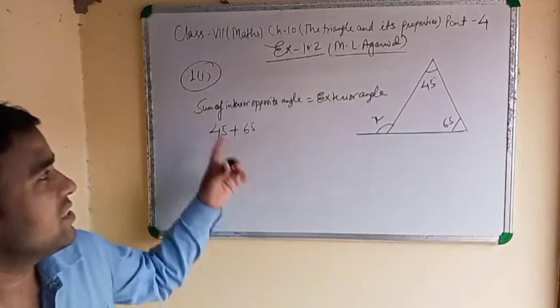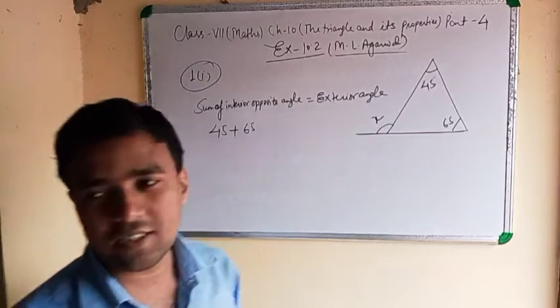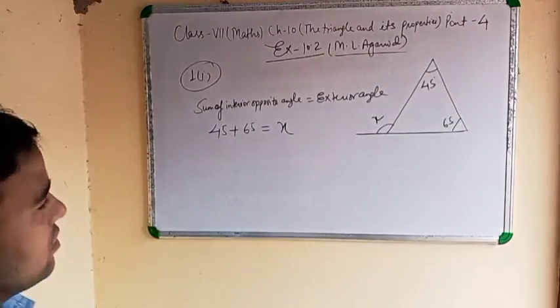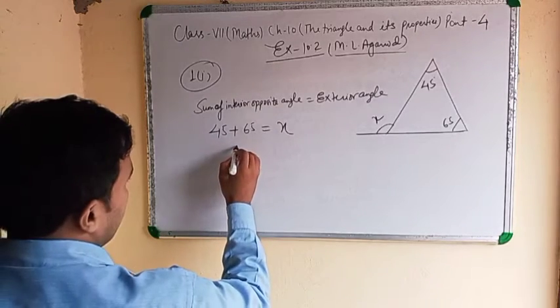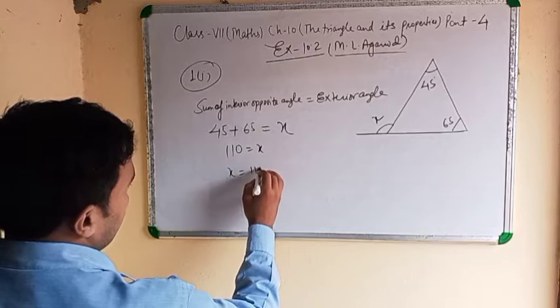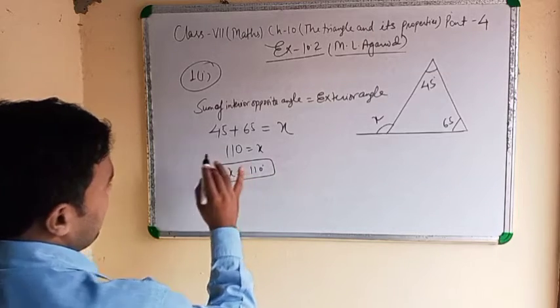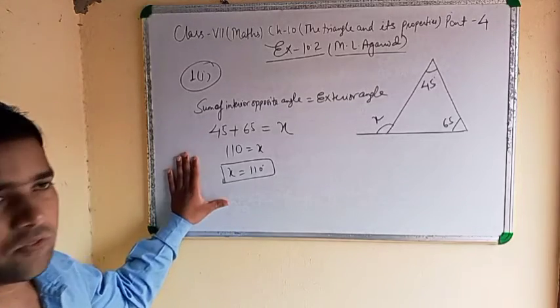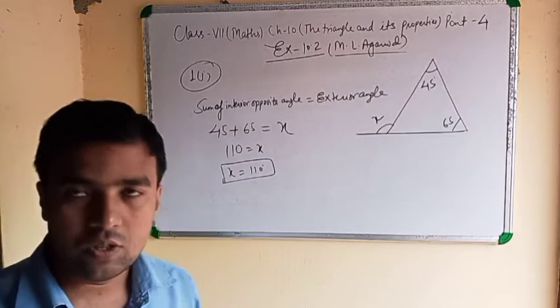So sum of two interior opposite means 45 plus 65. Exterior means outside. When you do plus, you will get 110. Means x equal to 110 degree. Clear? On the basis of this, you can do all the rest of the part first. Note down.